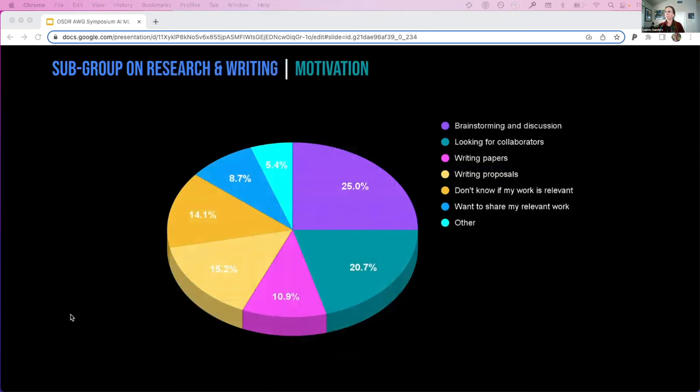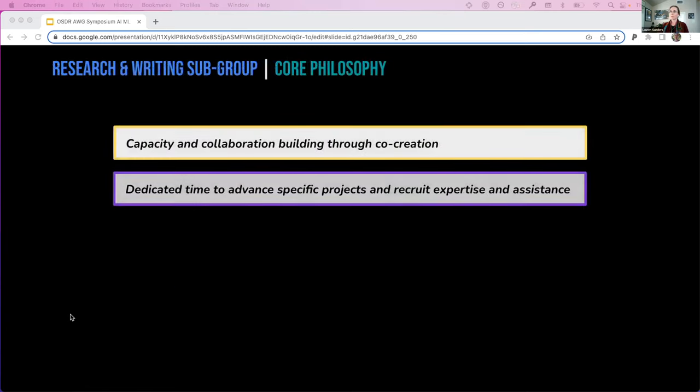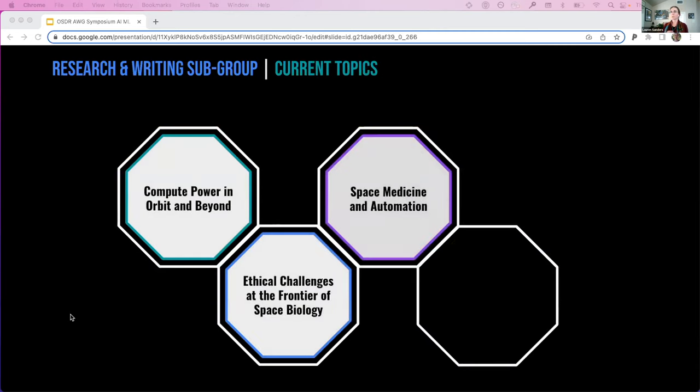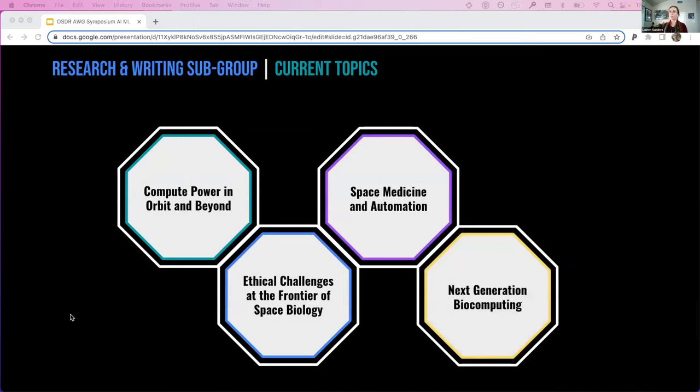Now to switch gears and give an update on the other subgroup on research and writing, the motivations for joining this group are diverse, from wanting to engage in brainstorming and discussion to being interested in collaboration and writing papers and proposals. The core philosophy of this subgroup is to enhance capacity and collaboration, provide a dedicated time for people to get together and advance specific projects, identify existing knowledge and gaps, and support all of our group members through professional development. The current topics being explored and written about in this subgroup are compute power in orbit and beyond, next generation biocomputing, space medicine and automation, and ethical challenges for AI in space biology. As a group, we're currently working on at least two review papers, one of which is focused on ethics and one of which will focus on computing in space.